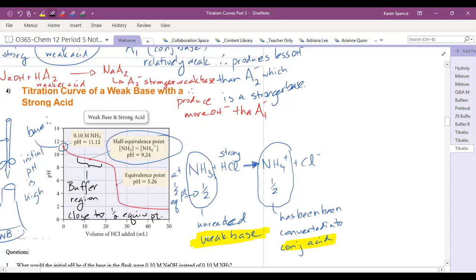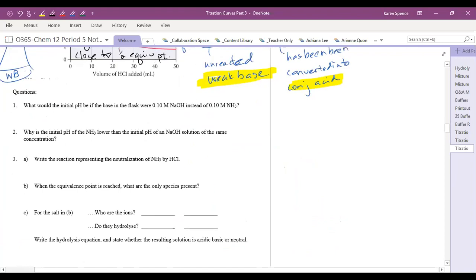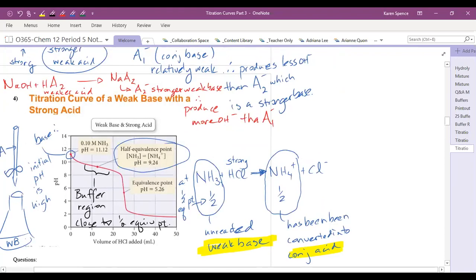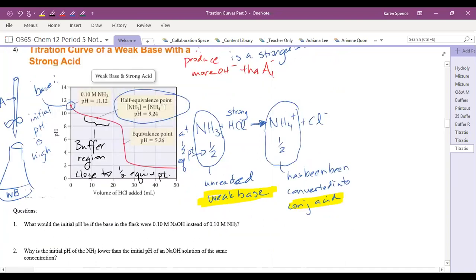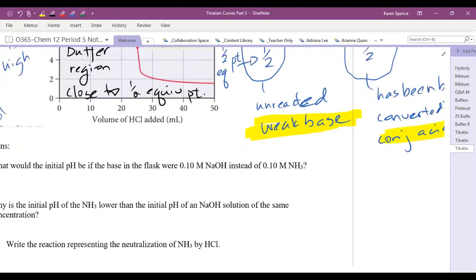Some questions. All right. So, we look at the equivalence point. There's probably a question down below. Yeah, okay, there is. What would the initial pH be if the base in the flask were 0.1 molar NaOH instead of 0.1 molar NH3? So, what if we had a strong base in there instead?